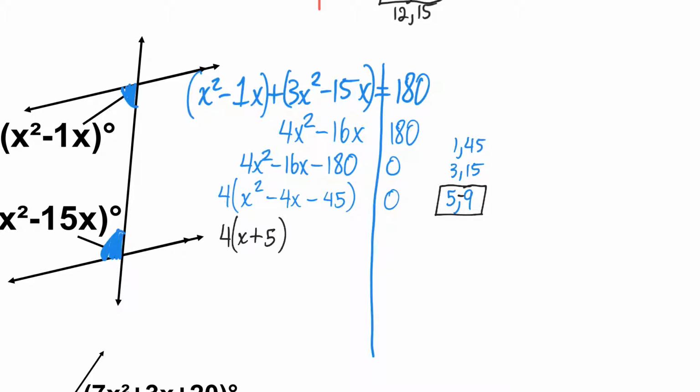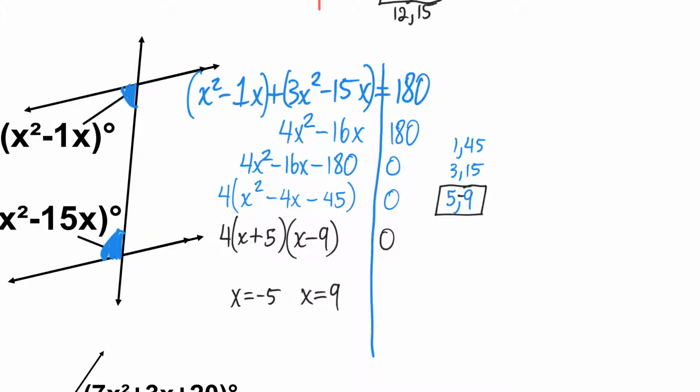I have x plus 5 and x minus 9. So again, it's not that x equals 5 and that x equals negative 9. It's the flip of that. So what's it going to be? X equals negative 5 and x equals positive 9.